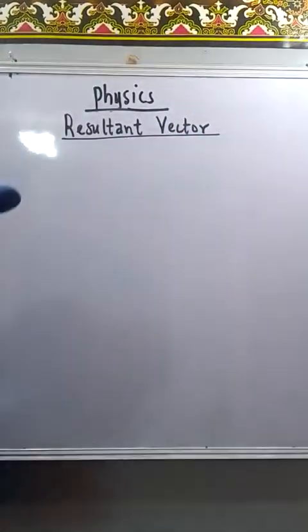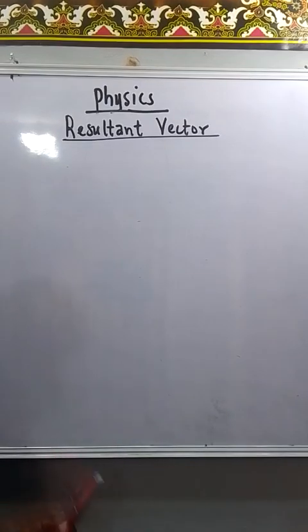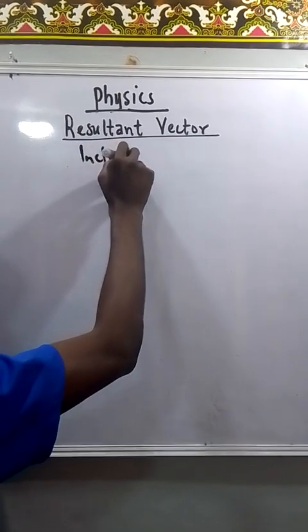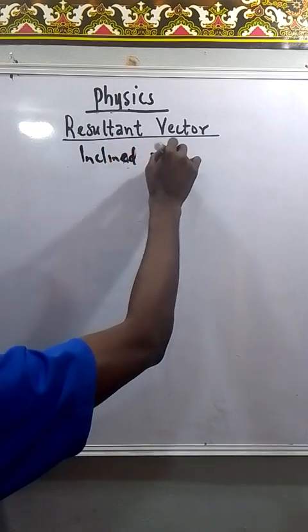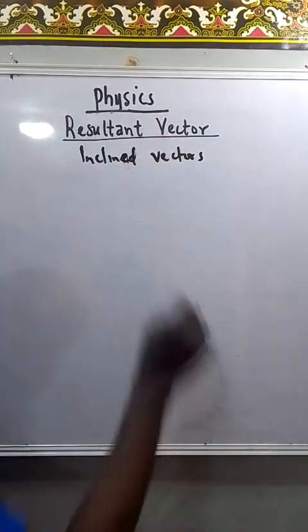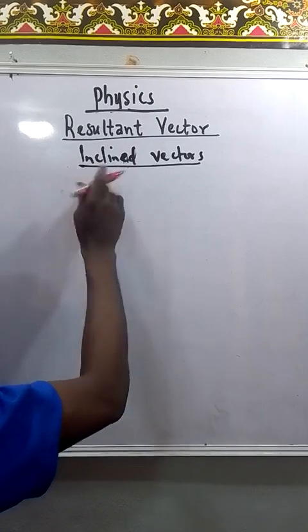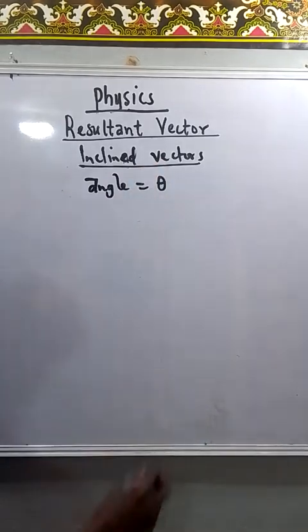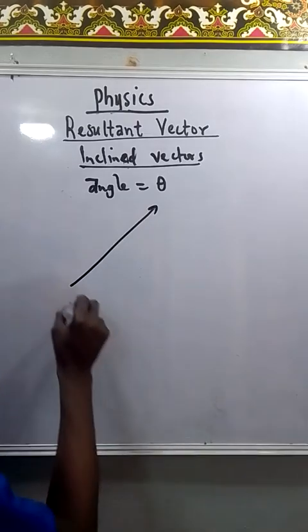Let's see how we can compute the resultant of vectors that are inclined at any angle other than 90 degrees. Let's say the angle between them is equal to theta. Now, let's say we have a line of force.